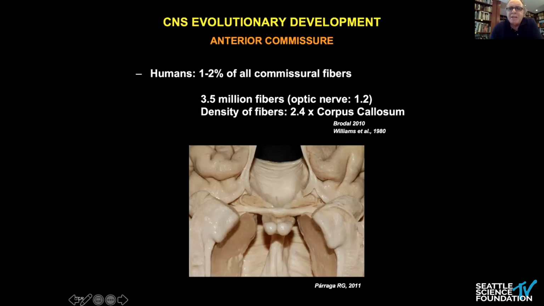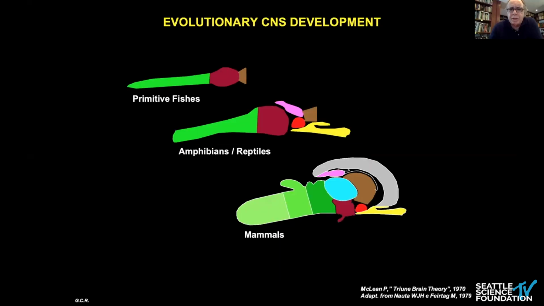And its density is more than twice the density of the corpus callosum fiber. So it was a very, very important commissure for old reptiles, and now it's just a vestigial structure. So these structures are there, and they make neuroanatomy more complicated to study.